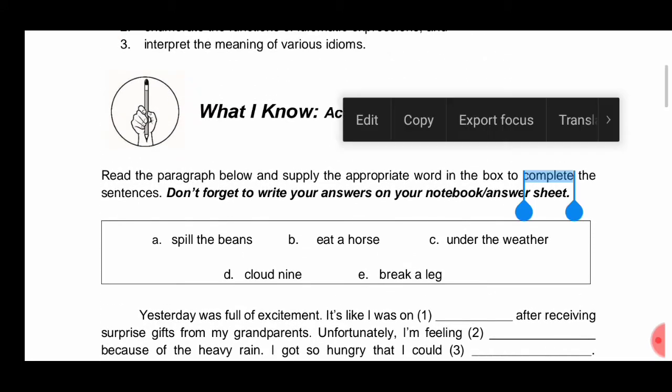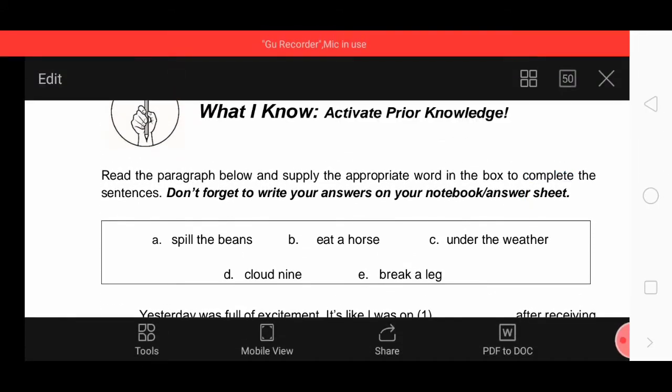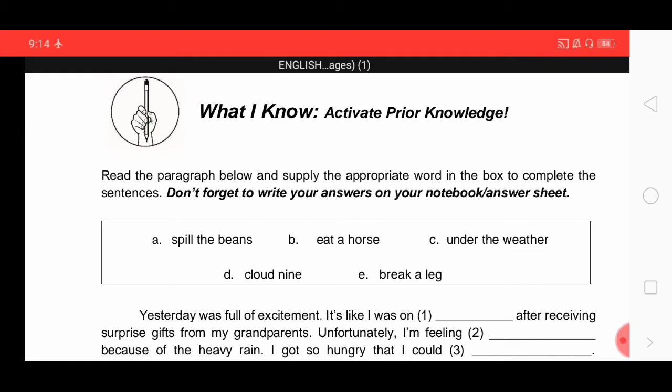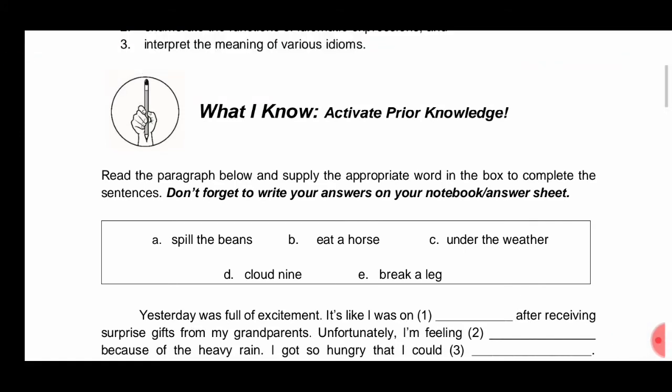Okay, let us go first with what I know, that is, activate your prior knowledge. We're going to read the paragraph below and supply the appropriate word in the box to complete the sentences. In here, you don't need to answer this on your yellow paper. We will just do it orally. It is not counted. May I just remind you first that you only need to answer independent assessment 1 and independent assessment 2.